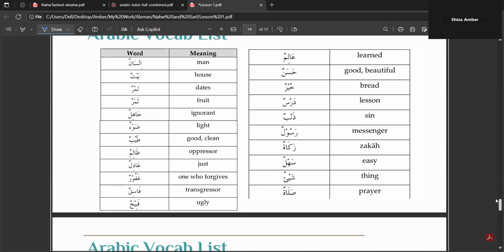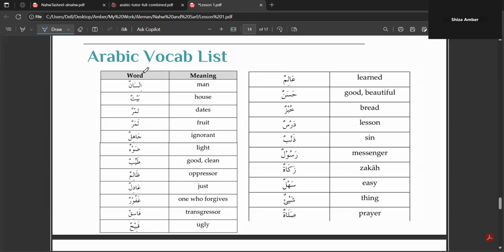Then, this is an Arabic vocab list. I will be giving you a vocab list in each class so that you can have an understanding of the words, because I'll be using these words again and again in our Nahw classes. So I want you to have an understanding of these words, such as baitun. We did baitun today, right? We did baitun, fil baiti, fil baiti. So in the house, baiti now, baitun.